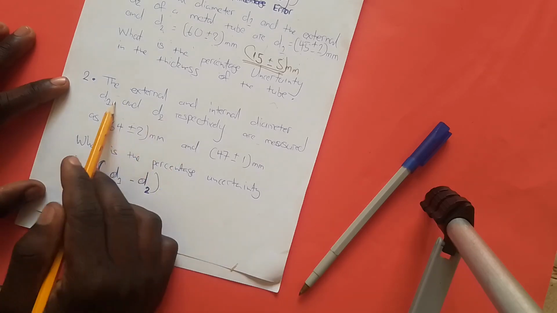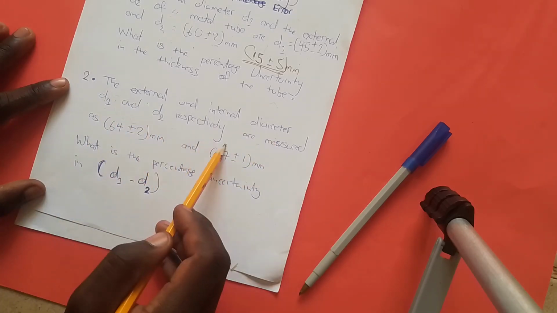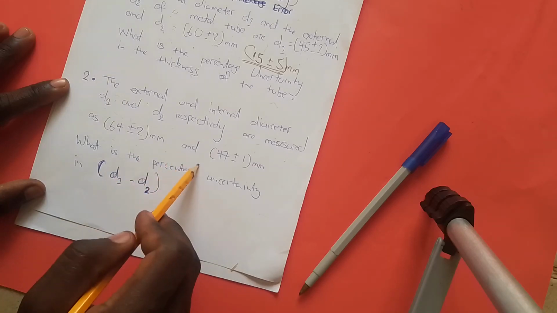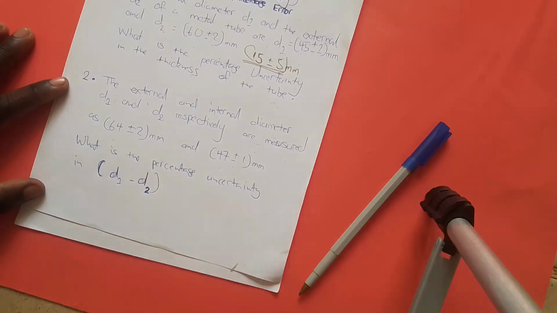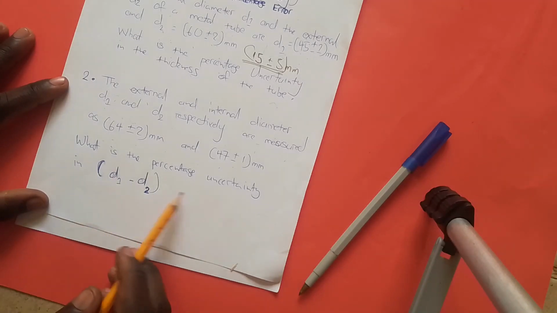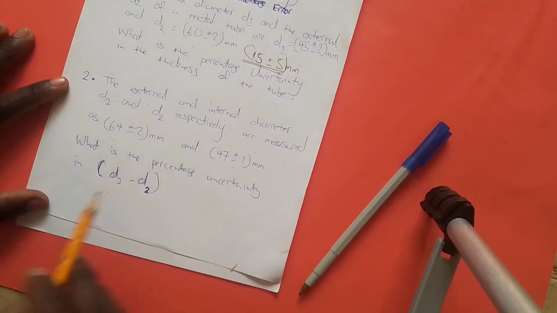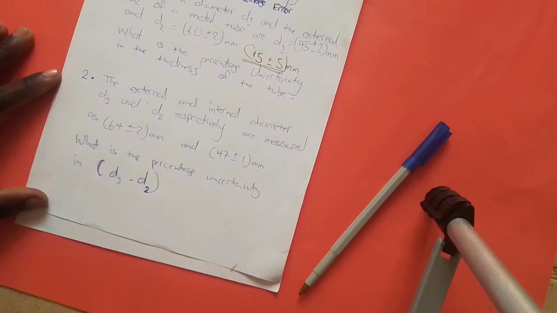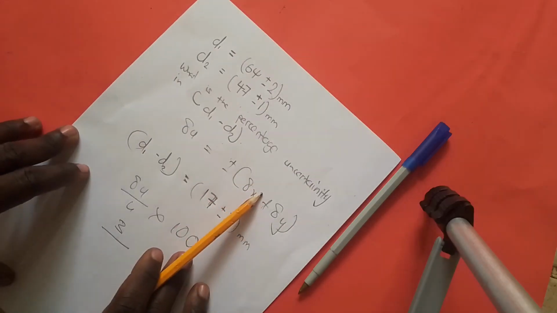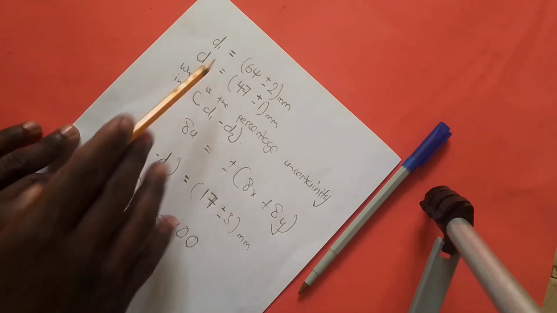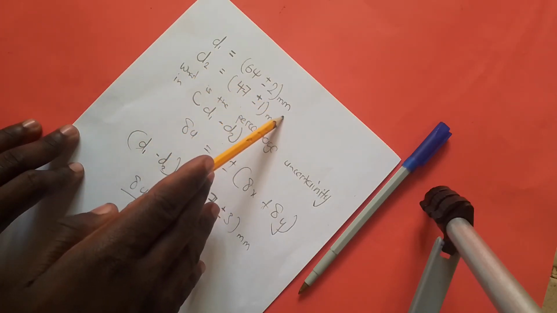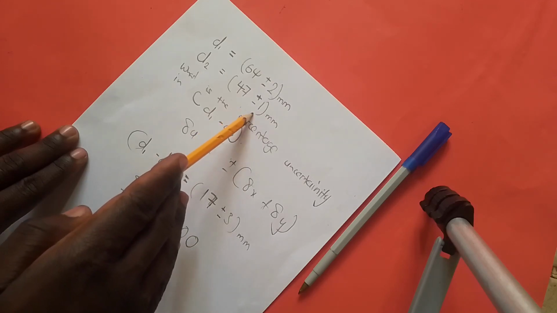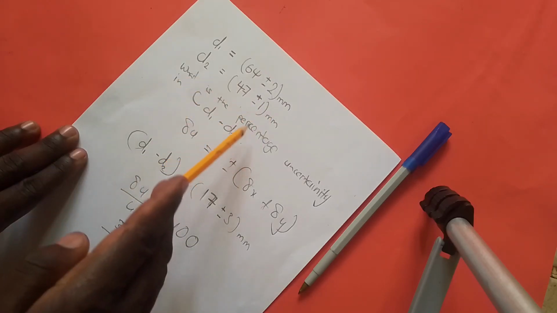Question 2 says that the external and internal diameters d1 and d2 respectively are measured as 64 plus or minus 2 millimeters, and 47 plus or minus 1 millimeter. The question continues: what is the percentage uncertainty in d1 minus d2? I've done question 2 on a separate answer sheet for working purposes. So d1 is 64 plus or minus 2 millimeters, where 2 is the absolute error, or uncertainty, in d1, and d2 is 47 plus or minus 1 millimeter, the absolute error in d2.